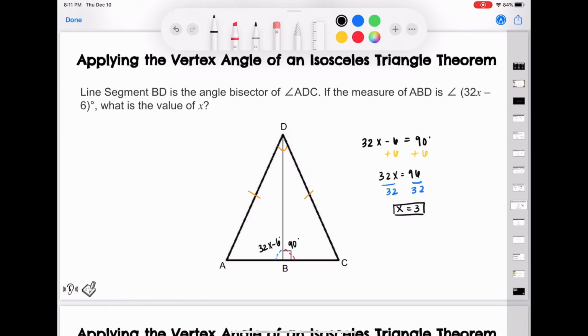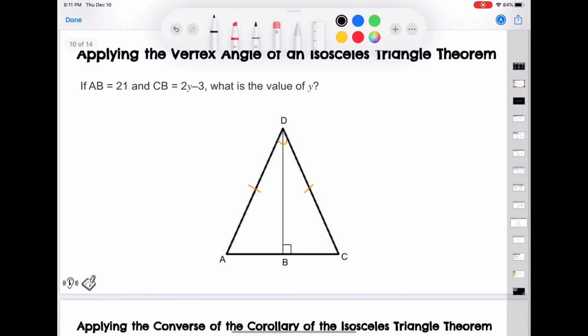Okay, let's look at another type of problem we might encounter. We're being asked to apply the vertex angle of an isosceles triangle theorem once again, and we're given specific information. More specifically, we are told that AB is equal to 21 and CB is equal to 2y minus 3. What is the value of y?